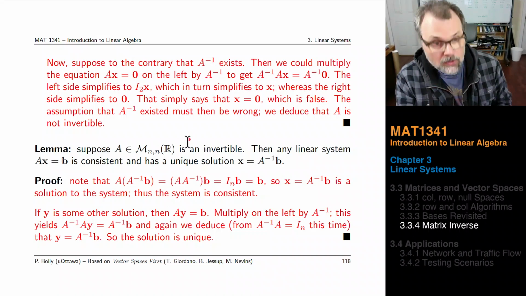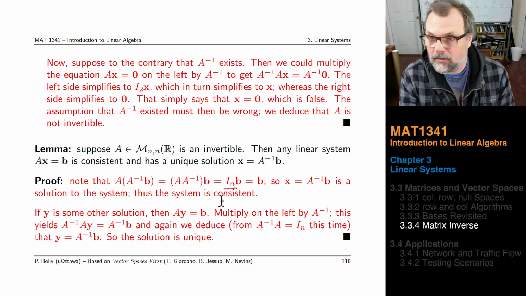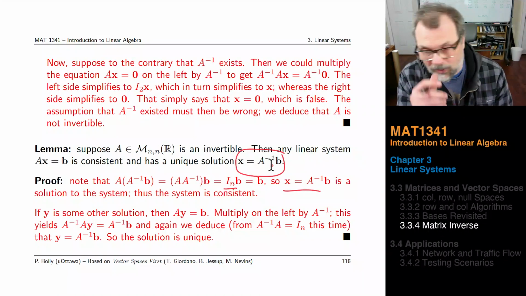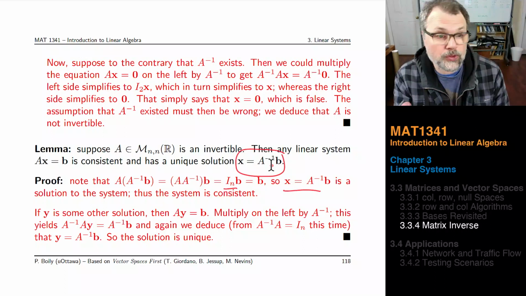So A times A inverse, that's the identity matrix, multiplies b, the identity times b is b. So sure enough, this thing here is a solution to the system. What's been suggested here is going to solve the system. So we know that the system is consistent. There's at least one solution.